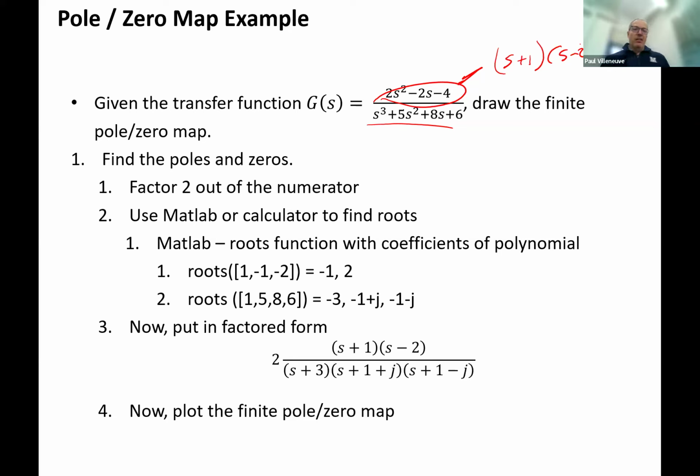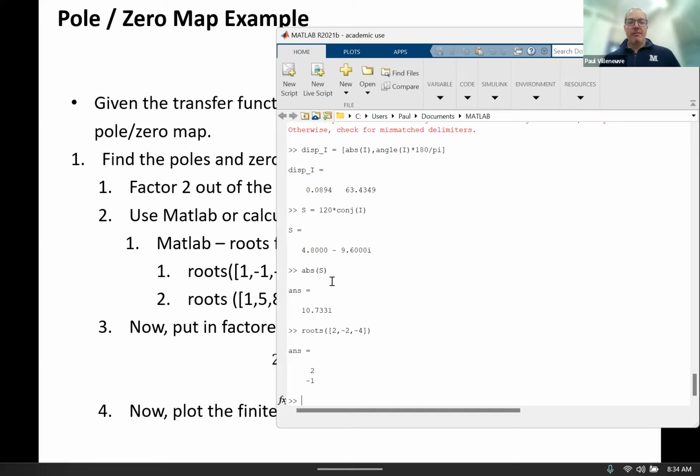Now, interestingly enough, I entered in my roots here of 1, -1, and -2. Why did I end up getting the same output out of MATLAB as I showed up on the screen here? I didn't enter in 1, -1, and -2. I entered in 2, -2, and -4.